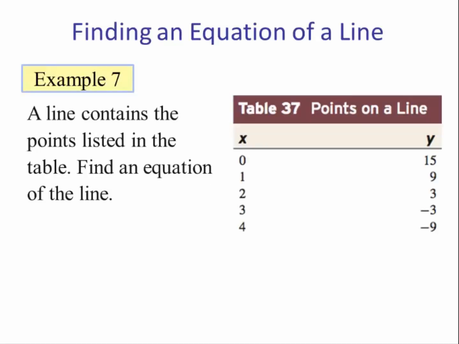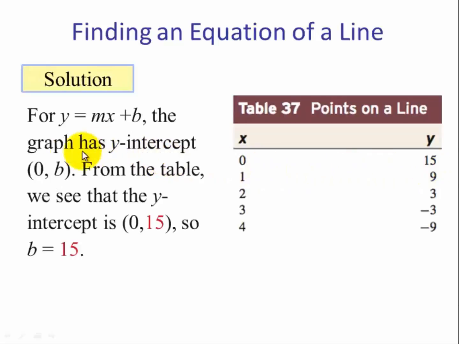Example 7. A line contains the points listed in the table. Find the equation of the line. We have our x values and we have our y values. If we want to find the equation of the line, we want to find m and b, so we can put it in the form y equals mx plus b. From the table, the y-intercept b is the value of y when x is 0. When x is 0, we see that y is 15. So 15 is our b.